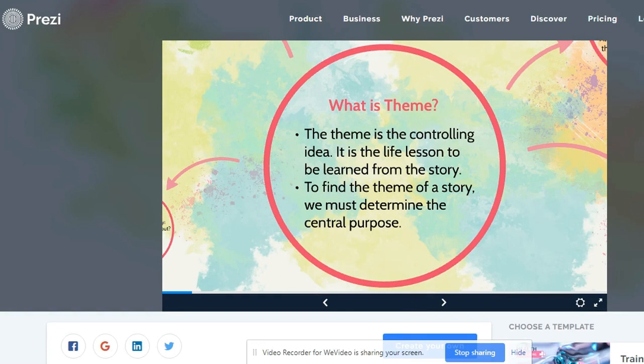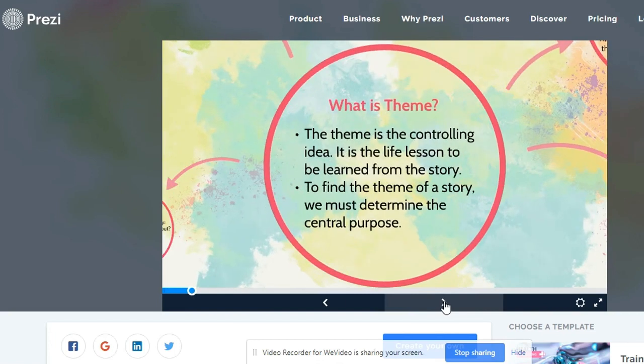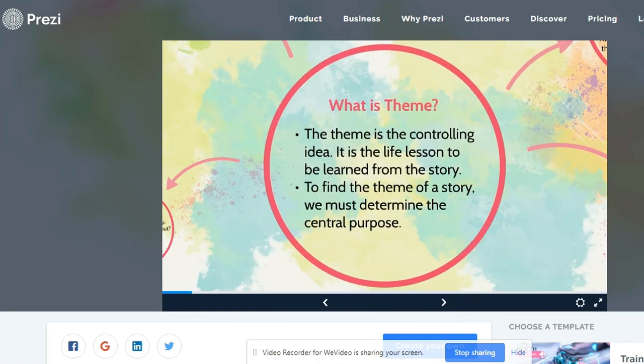Okay, so we're going to be looking at this presentation, and this presentation is called Theme: How the Elements of the Story Affect the Theme. So what is theme? The theme is the controlling idea. It is a life lesson to be learned from the story. To find the theme of a story, we must determine the central purpose. So the most important information from that slide is that the theme is the life lesson to be learned from the story.